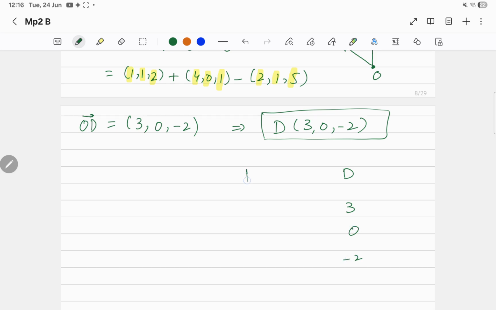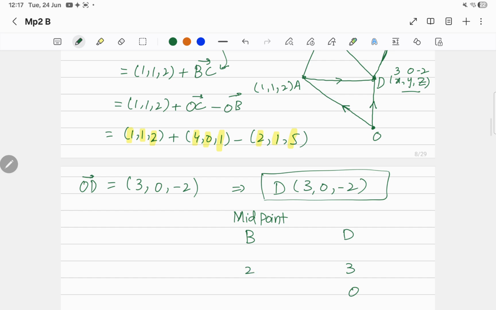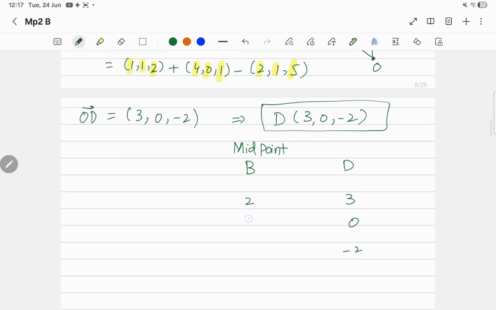So D has the coordinates 3, 0 and minus 2, and B, which is the midpoint of ED, has the coordinates 2, 1 and 5, and we need to work out the coordinates of E. Since B is the midpoint between E and D, we can see that if you take away 1 from 3, you will get 2. So we need to take away 1 more to get the x coordinate of E.